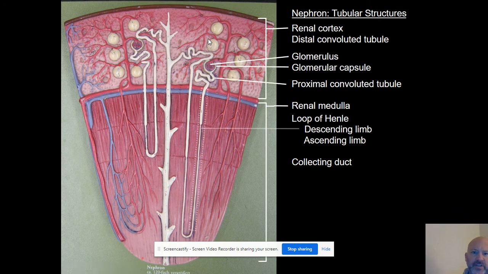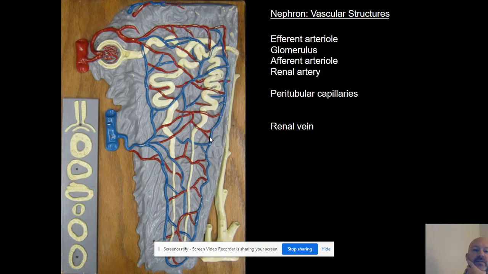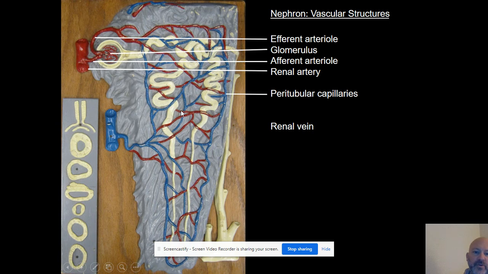We see in the cortex, that's where we're going to find all the glomerular capsules and the glomeruli, so the beginning stages of where filtration is happening. And then we have those loops of Henle that extend down into the medulla region. And the collecting duct, this is another model that would be on the tables if we were in school, so we could see the renal arteries, the afferent arteriole, the glomerulus, the efferent arteriole, the peritubular capillaries kind of going all over the place. Renal vein. Renal vein brings the filtered blood out.